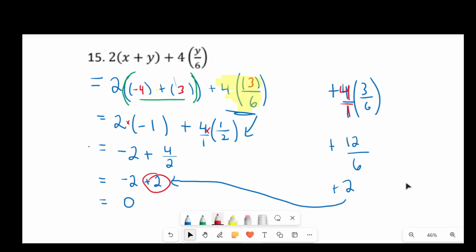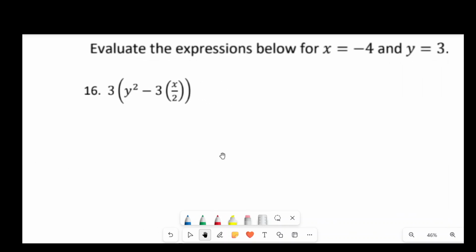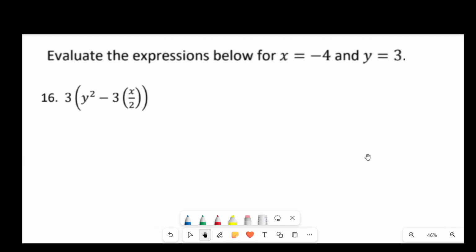So now I'm going to look at another question in this video from the same worksheet. So again, we're evaluating the expression below for x equals -4 and y equals 3. So let's look at the expression. I have 3 times a bracket, and then what's in the bracket? So y squared minus 3 bracket x over 2.